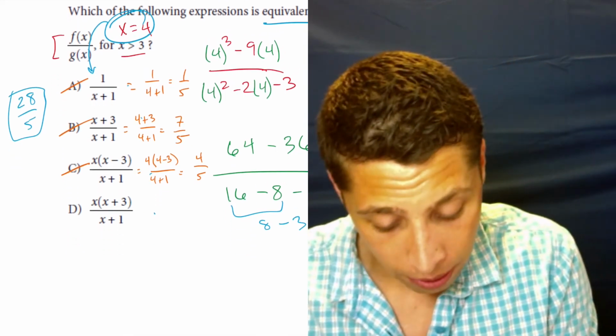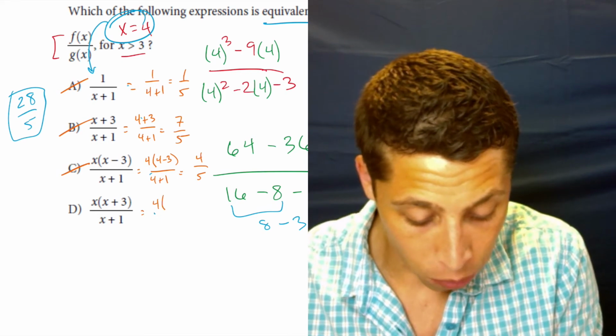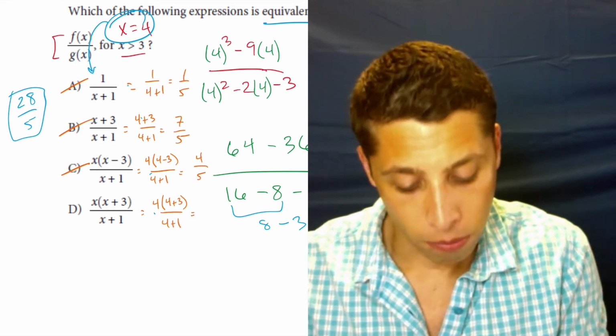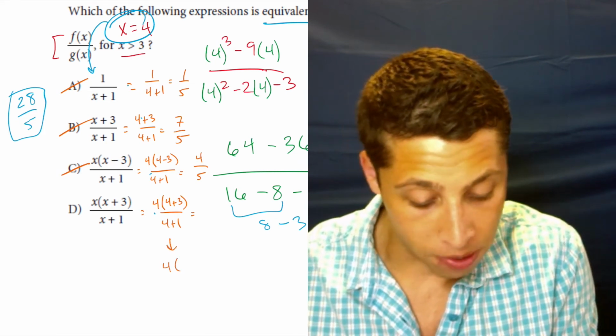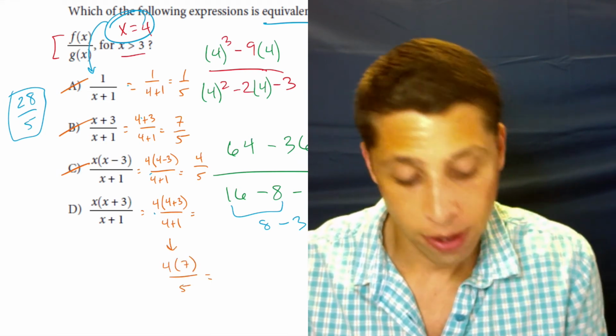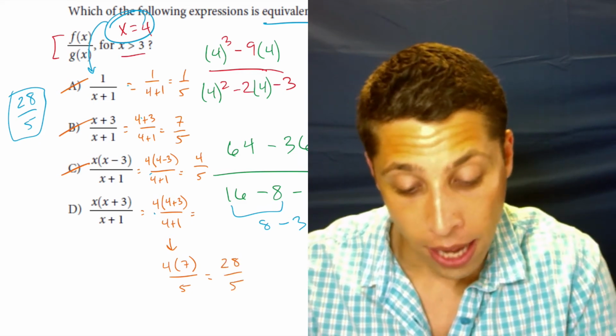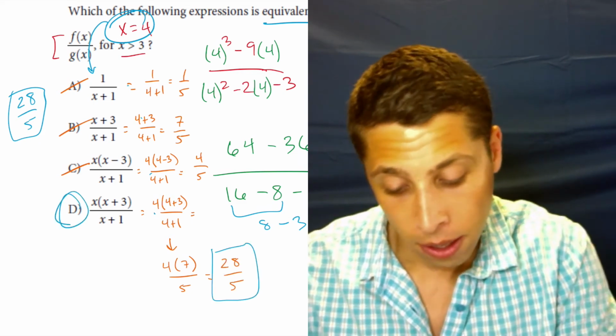I'm not going to just pick it. 4 times (4 plus 3) over (4 plus 1). So let's go down here. That's 4 times 7 over 5. 4 times 7 is 28 over 5. Exactly what I wanted. It's the same answer.